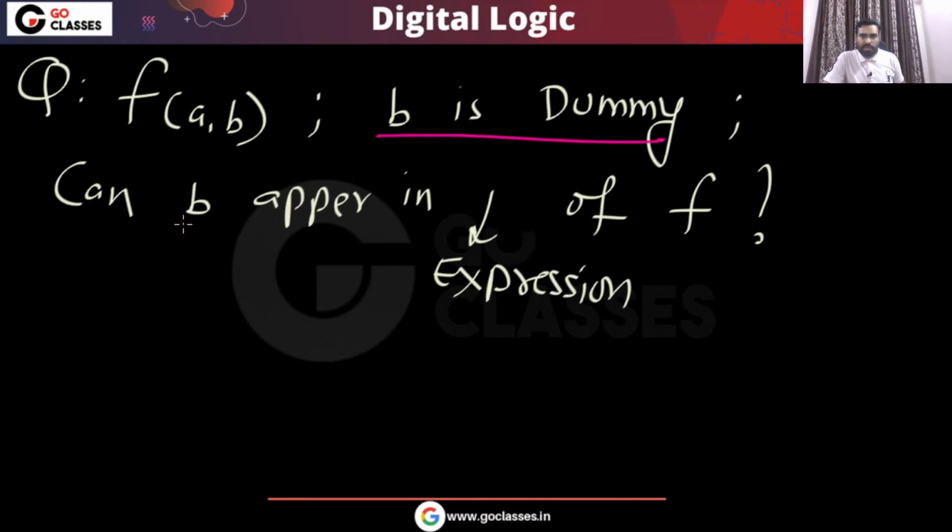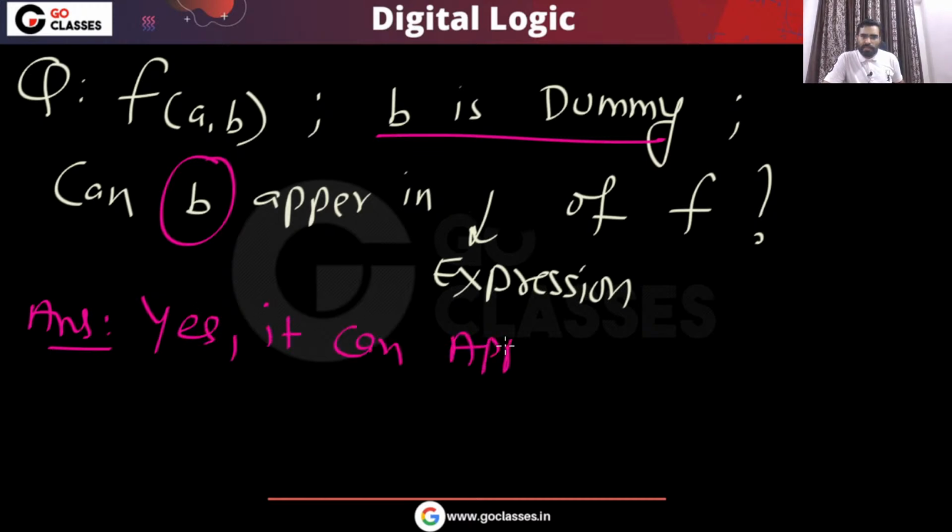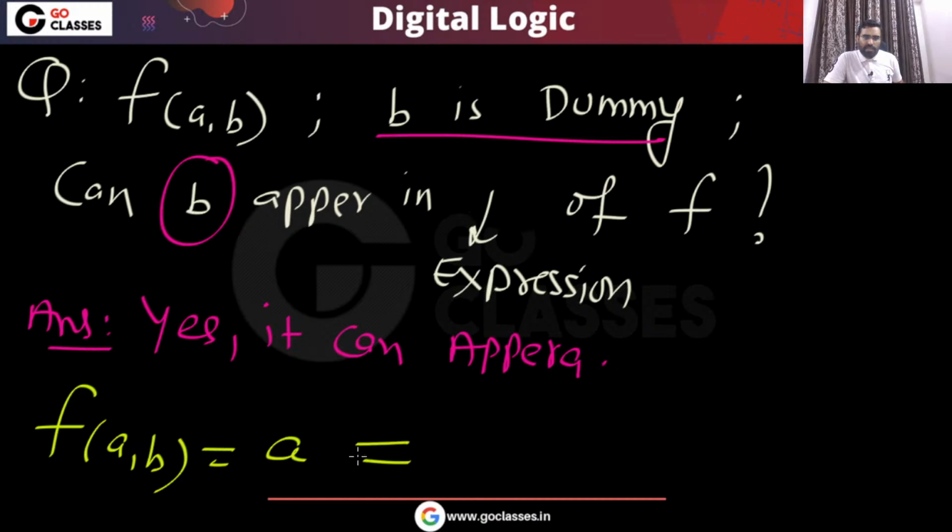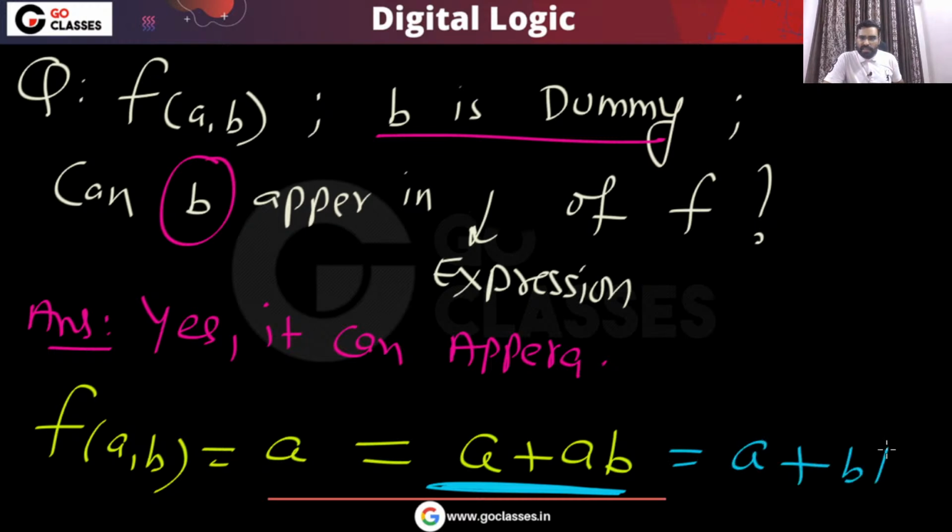If b is dummy, then can b appear in the expression of f? And the answer is yes, it can. For example, you can notice that this function has b as dummy. Look at this function. In this function b is dummy, but this same function I can write like this. So b can appear, right? This same function you can write like this.